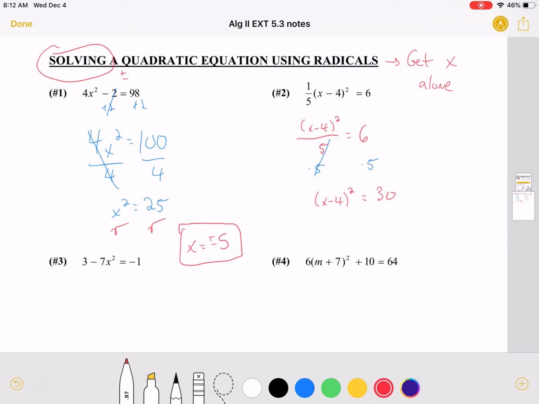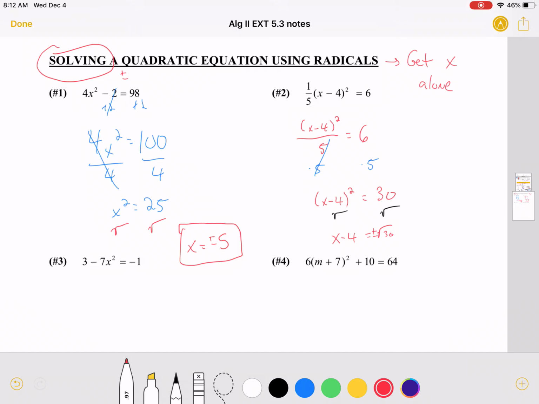Okay, now the next step is to get rid of the square. I need to get rid of the square because the 4 is in the parenthesis with the x. So to get rid of the square, again, we're going to take the square root. We now have x minus 4 equals the square root of 30. And again, it is plus minus.